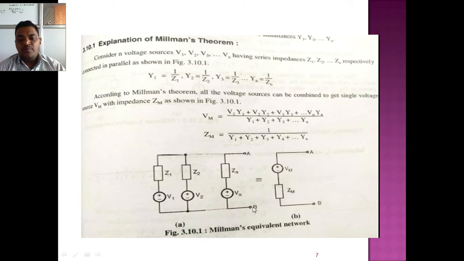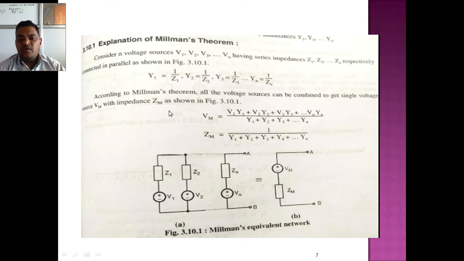Means the n number of voltage sources will be converted into a single voltage source, and n number of impedances or resistances will be converted into a single resistance. Hence consider the voltage sources V1, V2, V3 up to Vn having series impedances Z1, Z2, Z3 up to Zn. Respectively, in the parallel combination, Y1 is equal to 1 upon Z1, Y2 is equal to 1 upon Z2, Y3 is equal to 1 upon Z3, extending up to Yn, which is equal to 1 upon Zn.